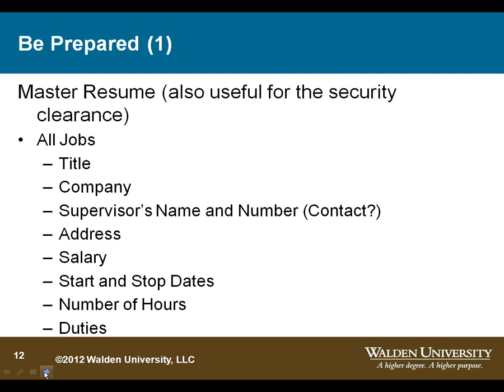Now, when you're dealing with the federal job right now and the way resumes are right now, they're going more towards a push of the kind of resumes you're looking for in the private sector. But there are still some required pieces of information that you have to have. For all your jobs, you have to have the title of the job, the actual name of the company, as exact as you can get it, supervisor's name and number, the address, the salary, or the last salary that you received, start and stop dates for this job, the number of hours, full-time, part-time, and duties.